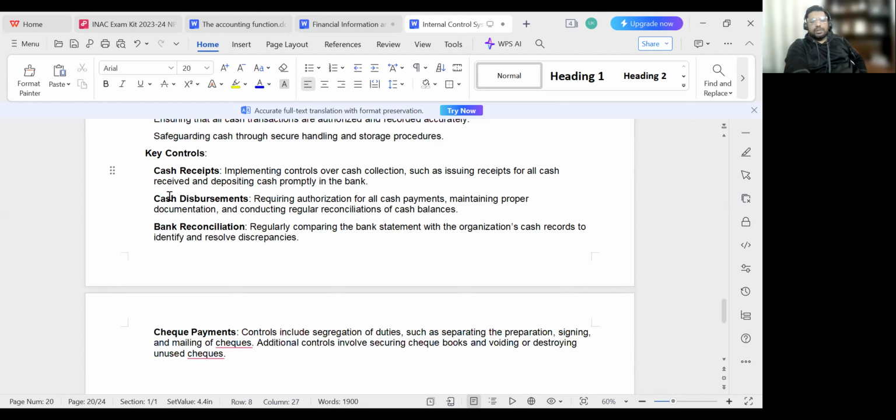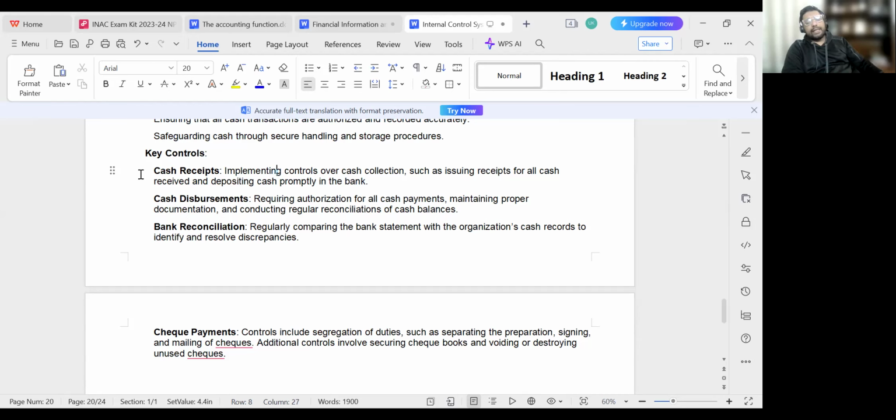Okay. Key controls, cash receipts. So whenever you are doing some cash collection or if you are making any expense, there should be a cash receipt with that. Cash disbursements, like requiring authorization for all cash payments, right? Maintaining proper documentation. Like if you are keeping 10,000 worth of cash in your cash till for the expenses, you can say that, okay, any expense which is more than 500 should be authorized by the accounts manager, right?